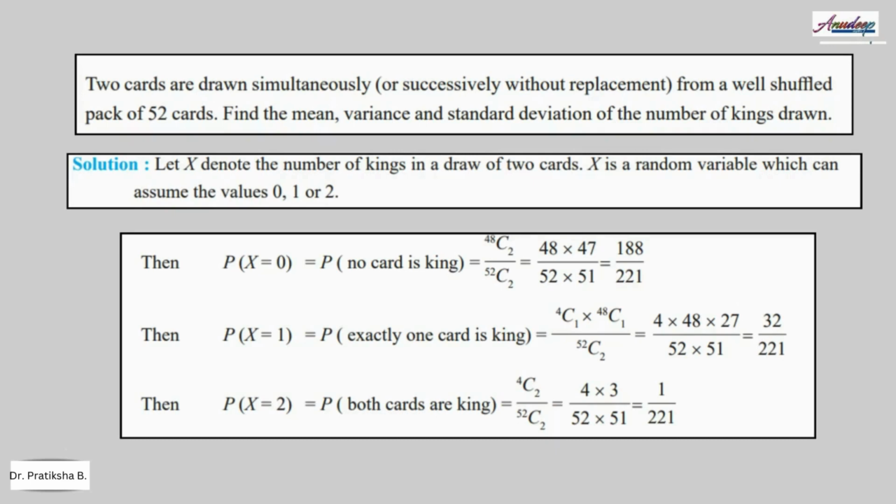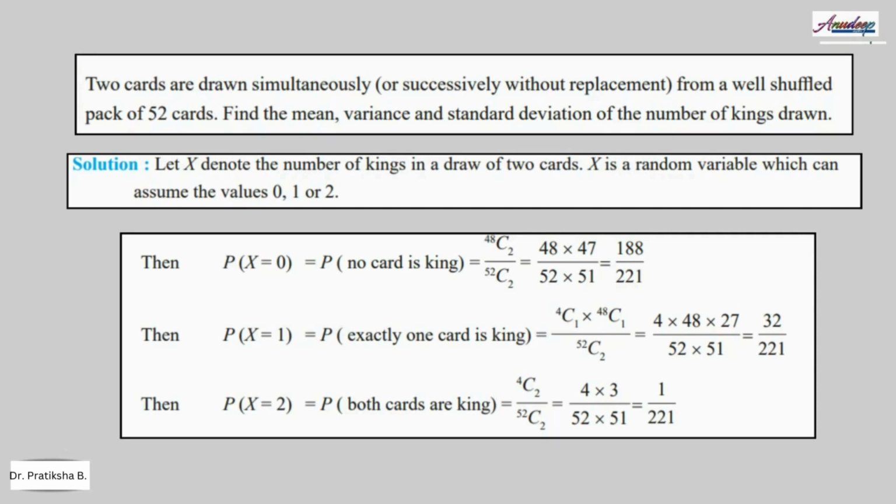Then when we are calculating the probability for x is equal to 1, that exactly one card is king and another card is something else. So there are 4 kings, as you know, in a pack of cards. So getting exactly one king will be 4C1 into, from the remaining 48 cards, we will be selecting another card, that is 48C1, and the total event will be 52C2. So you get the answer as 32/221 for x assuming value equal to 1.